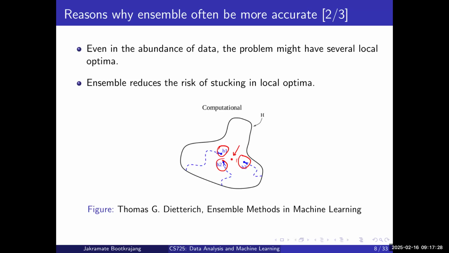But if we pick multiple ones and then combine them, maybe we don't need a perfect hypothesis. We need many hypotheses that are good enough. And hopefully, if they join hands, perhaps they would get a better result.